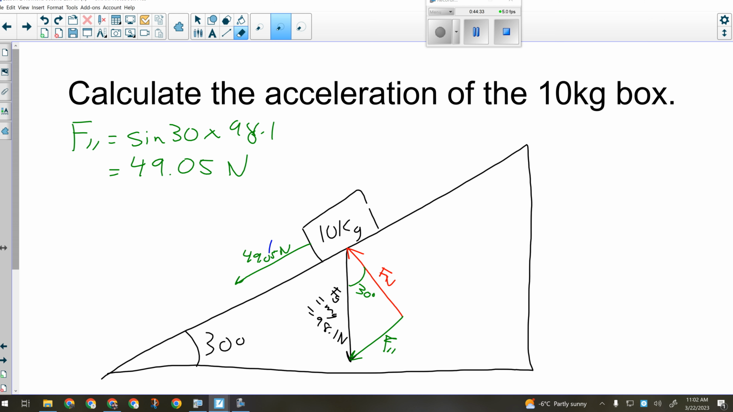Okay, so can I calculate the acceleration now? I just take 49.05 and divide by 10. So I've done the vector sum of all forces. Now I'm doing the m times a part. Okay, I've got two significant digits, so 4.9 meters per second squared. Down the ramp.